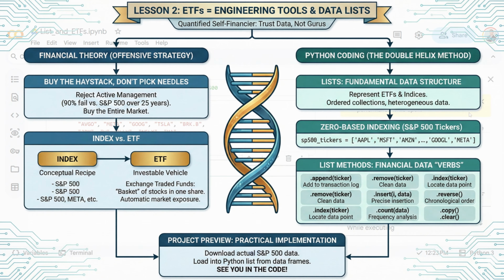ETFs are not just financial instruments. They are engineering tools for your wealth. And now, you know they are also just lists waiting to be analyzed. In the Quantified Self-Financier universe, we don't blindly trust what gurus tell us. We trust the data. Lesson 2 begins by contrasting the defensive strategies we covered in Lesson 1, like calculating net worth and securing solvency, with the offensive or expansion strategies introduced here. It emphasizes the Double Helix method, combining financial theory with Python coding to verify our decisions.